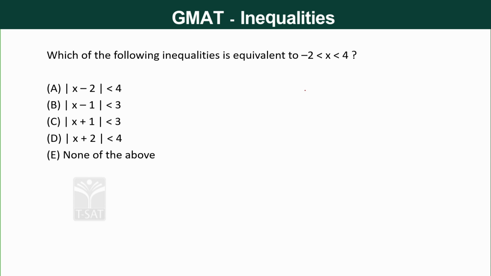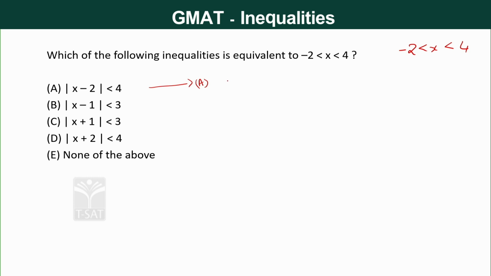Which of the following inequalities is equivalent to -2 < x < 4? We have 4 options here. So, this is what we are looking for, -2 < x < 4. Now, let us look at the options for this question. Option A is |x - 2| < 4.